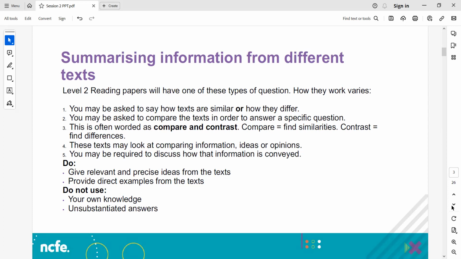And don't use your own knowledge. Even if it's a subject that you know an awful lot about, the reading paper is about showing the examiner that you have read and understood the documents given in the test. So your own knowledge should not be added to your answers. And don't give unsubstantiated answers. You need to provide ideas and examples from the text in your answer.